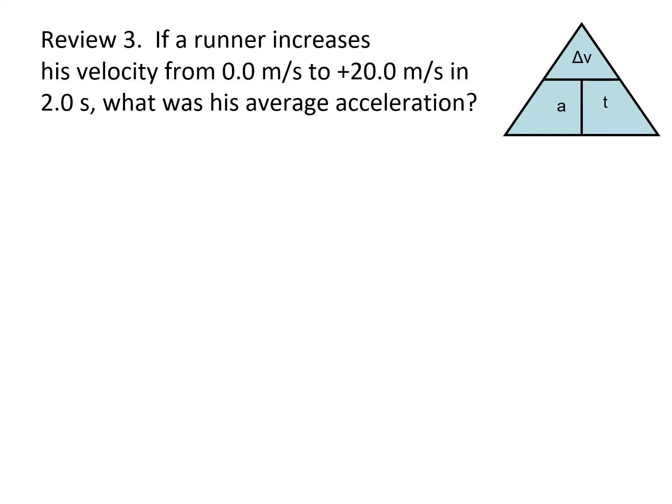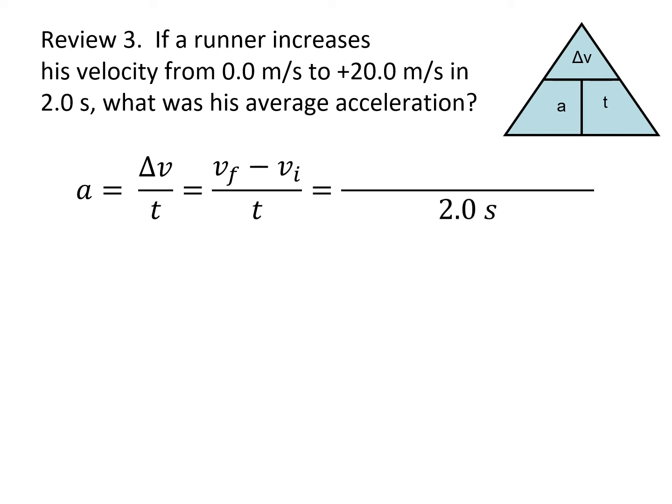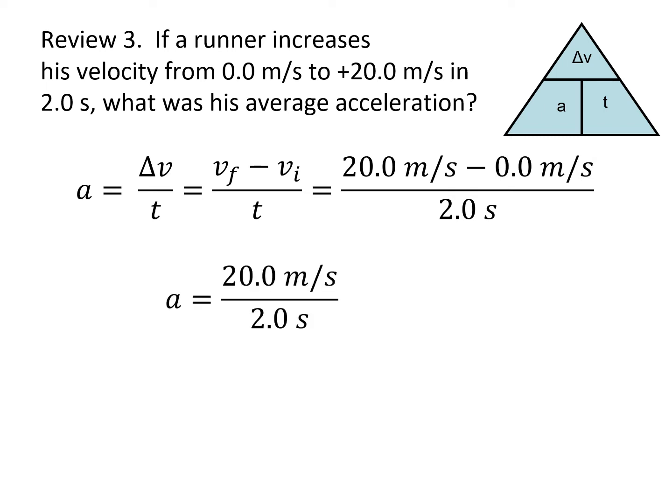Review problems 3 and 4 are very similar to the first two, so without as much explanation: if a runner increases his velocity from 0 to 20 meters per second in 2 seconds, what was his average acceleration? Since acceleration is our unknown variable, the formula is the same as before. The process is the same as before. The final velocity is 20 meters per second minus 0, over 2 seconds. It's 20 over 2, which is 10 meters per second per second.